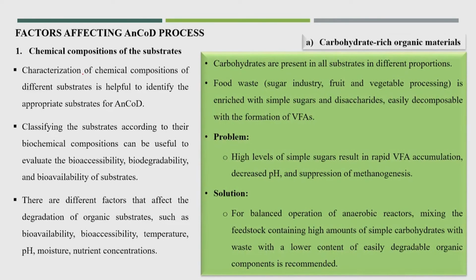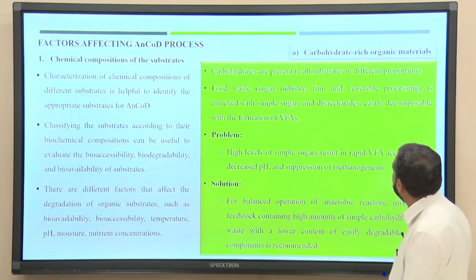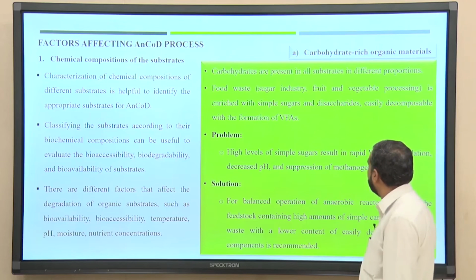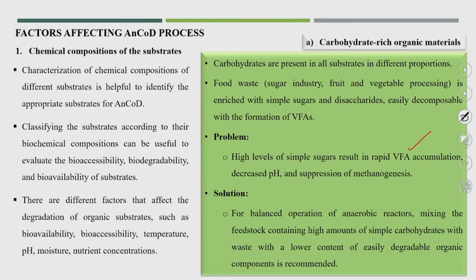So, the first is the carbohydrate rich organic material. Carbohydrates are present in all substrates in different proportions, like food waste is enriched with complex sugar and disaccharides, easily decomposed with the formation of volatile fatty acids. So, what could be the problem of addition of this kind of organic matter for the co-digestion process? Higher levels of simple sugar result in rapid volatile fatty acids accumulation. Because of that it will decrease the pH, and because of that your methane production will be reduced.